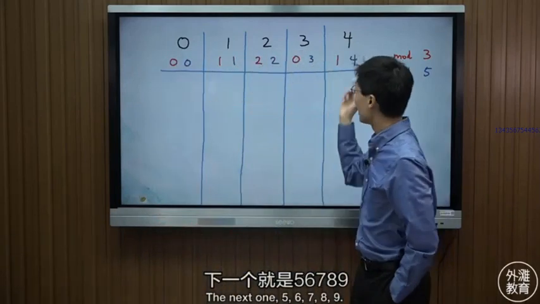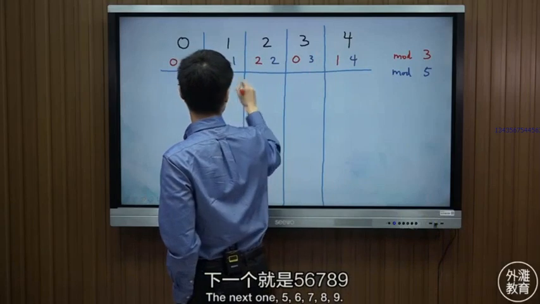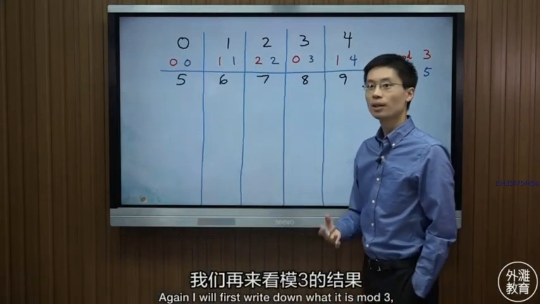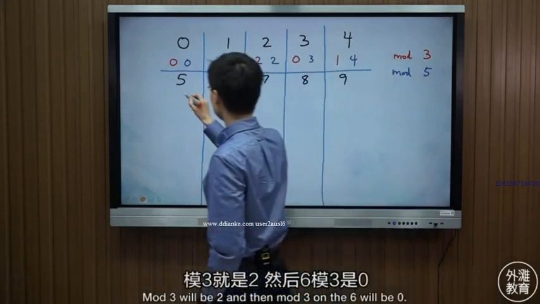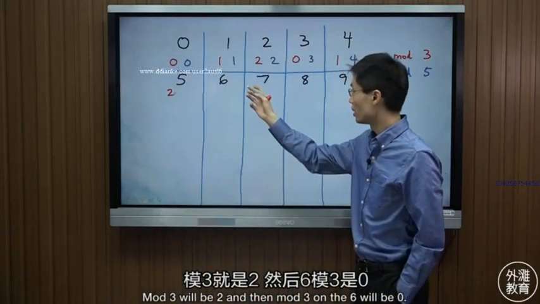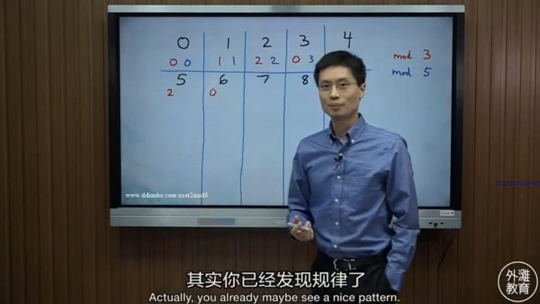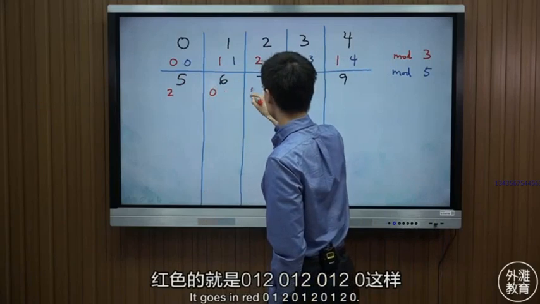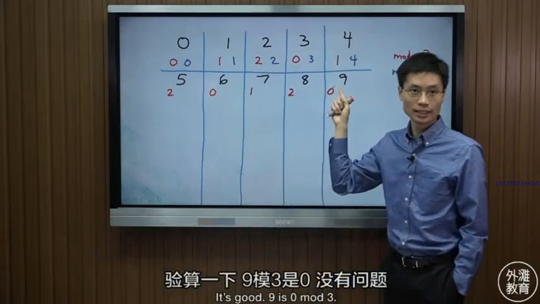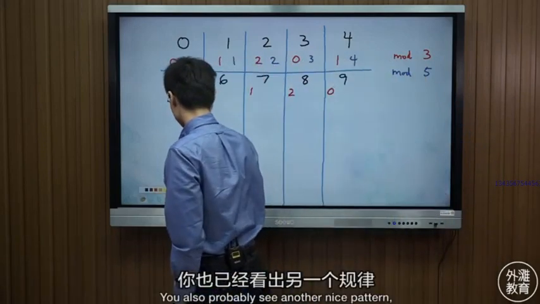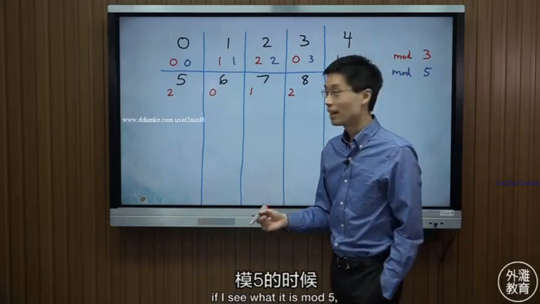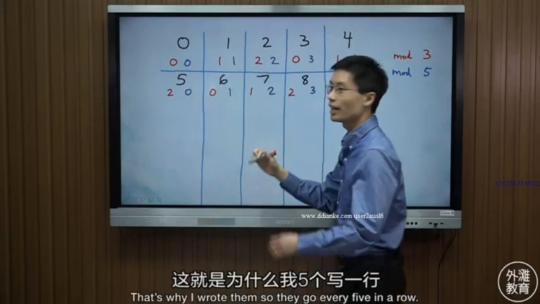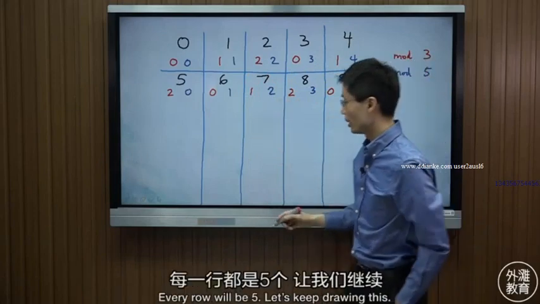The next one, 5, 6, 7, 8, 9. Again, I will first write down what it is mod 3 and then what it is mod 5. Mod 3, it will be 2. And then mod 3 on the 6 will be 0. Actually, you already maybe see a nice pattern. It goes in red 0, 1, 2, 0, 1, 2, 0, 1, 2, 0. 9 is 0 mod 3. You also probably see another nice pattern. If I see what it is mod 5, the columns will be the same, 0, 1, 2, 3, and 4. That's why I wrote them, so that every row would be 5.